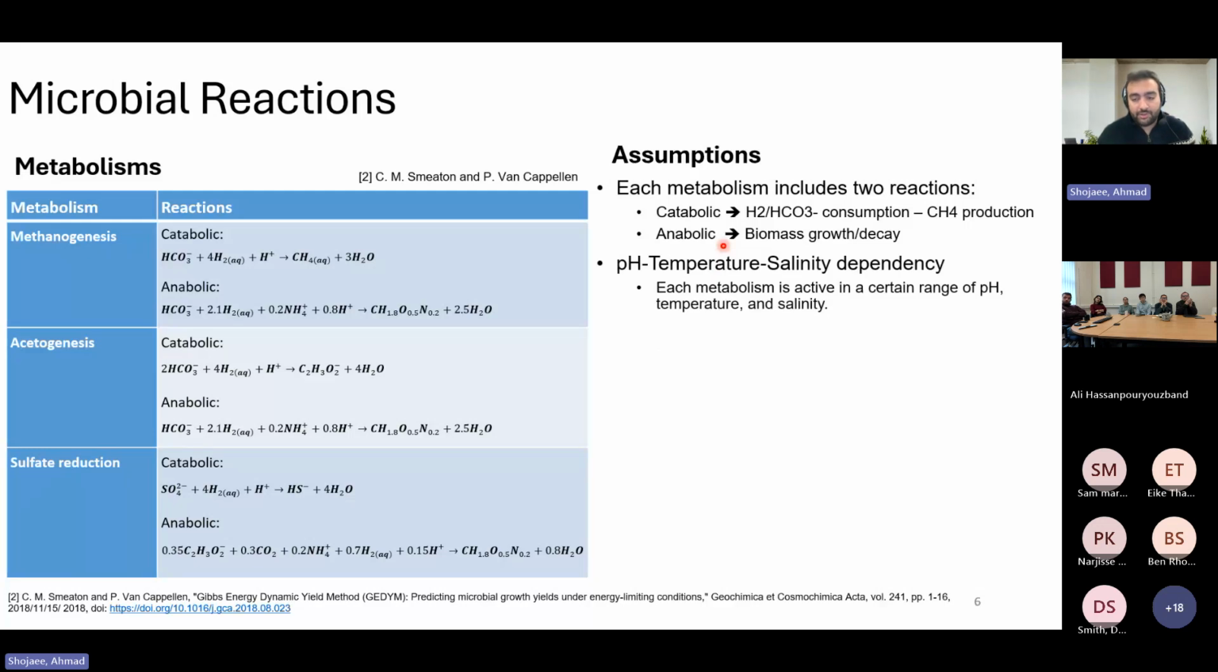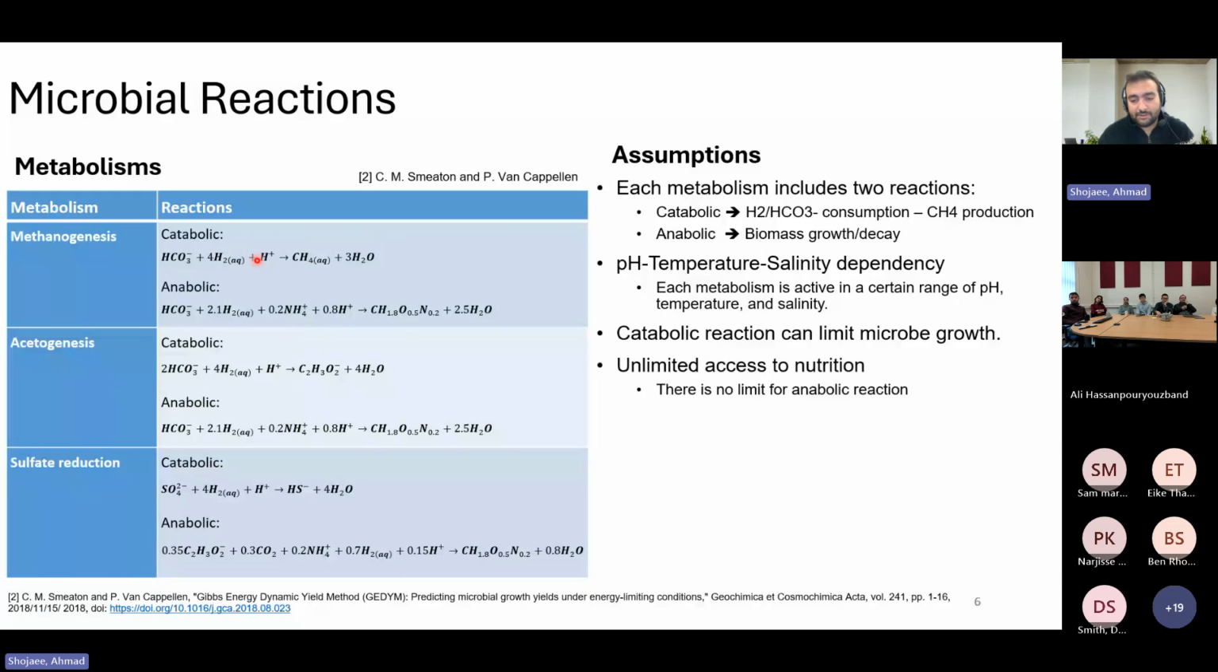We added a modification to the rate model. I will explain later in the next slide. We assume that the rate of reaction is pH, temperature, and salinity dependent. It means that microbes cannot survive in any range of pH, temperature, or salinity. Another assumption is that only the catabolic reaction can limit microbial growth. We assume that the elements that are needed for microbial growth are always present, and only the catabolic reaction can limit microbial growth. It means that we assume unlimited access to nutrition. There is no limit for the anabolic reaction.